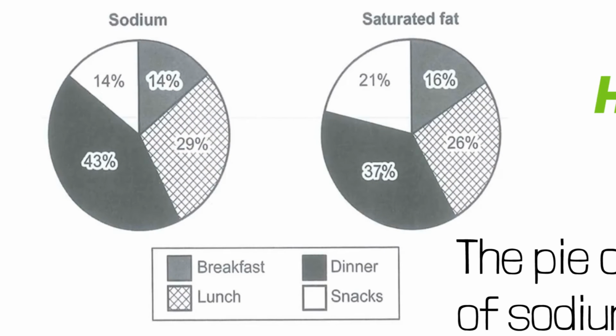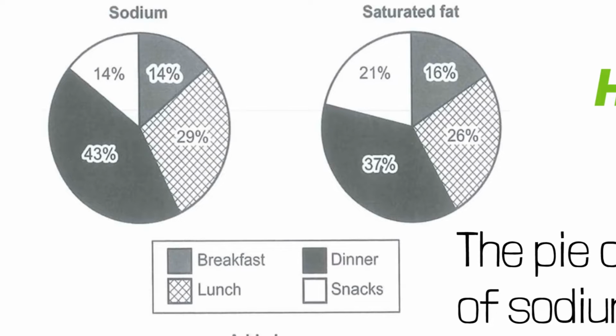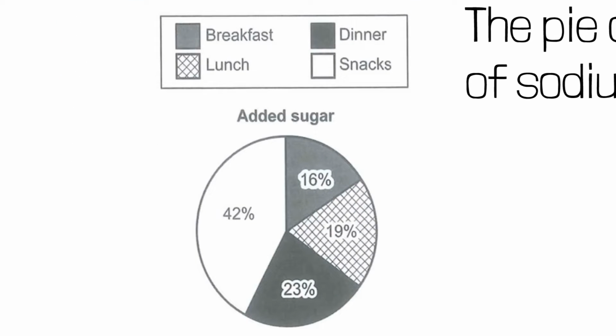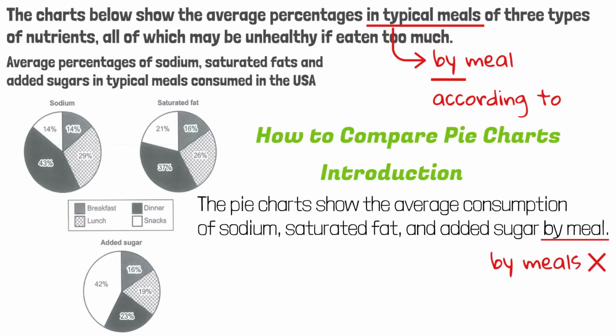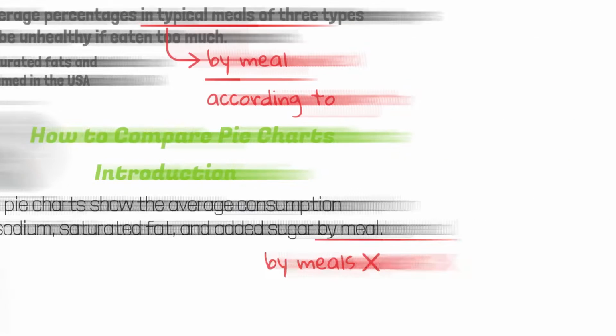The first chart shows sodium consumption by meal. The second shows saturated fat consumption by meal. The third chart shows added sugar consumption by meal. And be careful that it should be "by meal", not "by meals". Now, I will show you a few more examples to help you understand the use of "by meal".